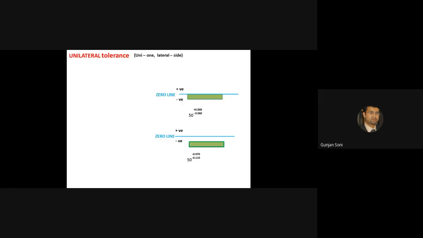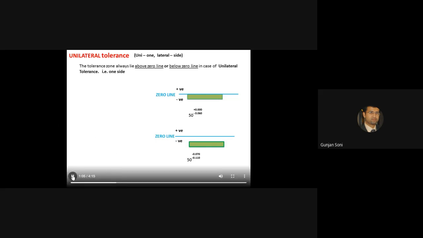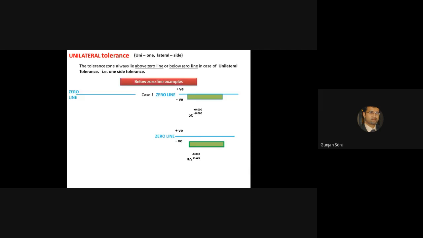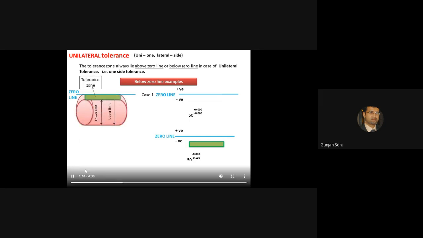Unilateral tolerance means one-side tolerance. The tolerance zone always lies above zero line or below zero line in case of unilateral tolerance. So zero line indicates your basic size. That is one-side tolerance. Below zero line examples, case 1, here you can see zero line, lower limit, upper limit, and this is tolerance zone.